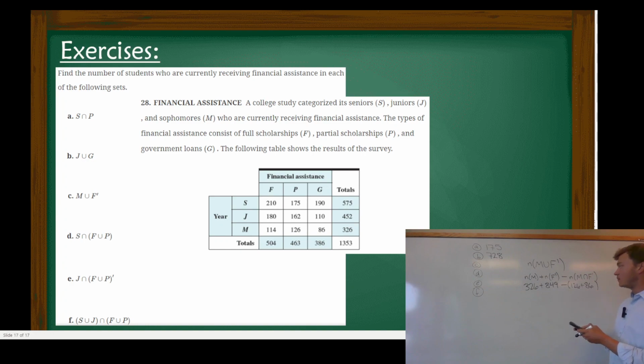326 plus 849 gives us 1,175. But from there, we're going to subtract the sum of 126 plus 86. I put 126 and 86 in parentheses and then subtract. We get 963.